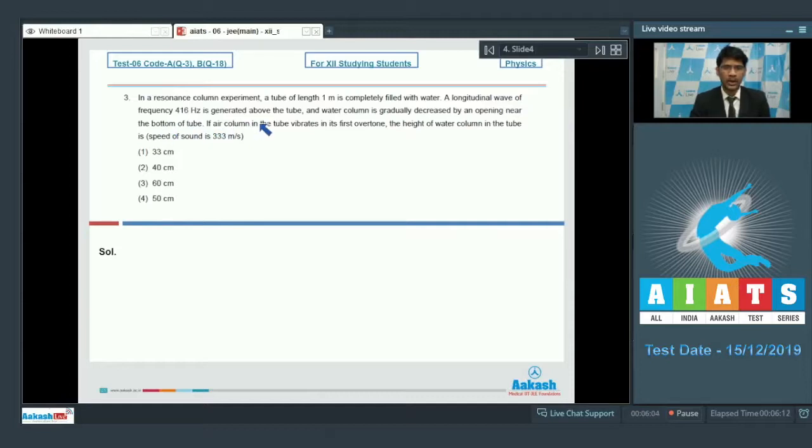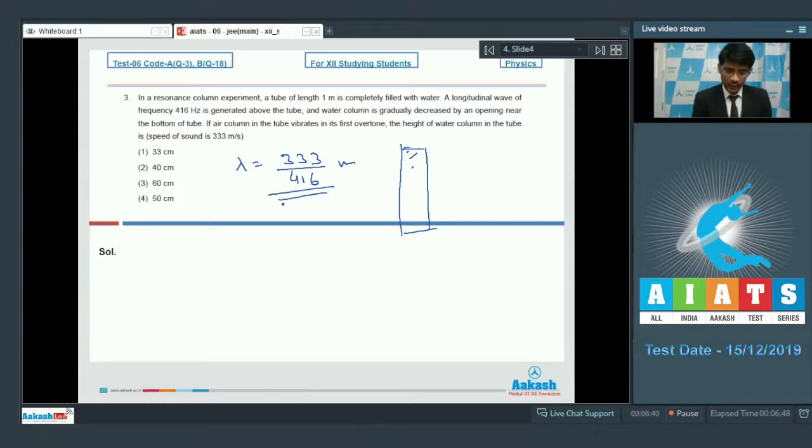If the air column in the tube vibrates in its first overtone, the height of the water column in the tube is, the speed of sound is given to be 333 meter per second. You must be remembering the way the experiment has been carried out. Let's say it's completely filled with water and it is vibrating with some frequency that's been given as 416 Hertz. So I would say the wavelength of this portion would be how much? It is 333 divided by 416. This is in meter.